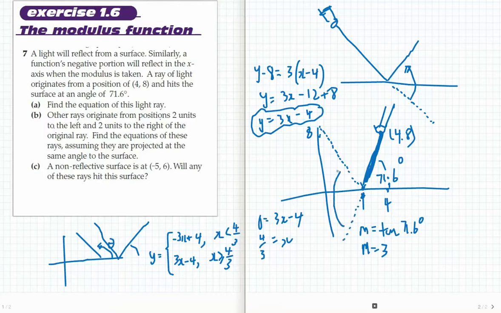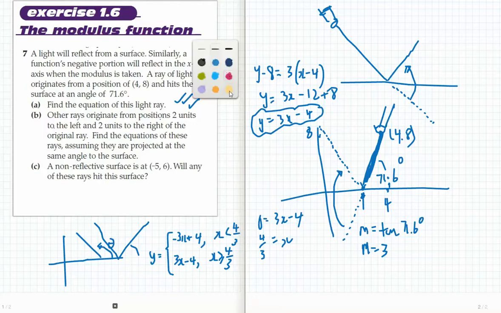It gets reflected over the x-axis, therefore it gets multiplied by -1. -1 times 3x is -3x, -1 times -4 is +4. So that's the equation of this light ray before it's been reflected and after it's been reflected on the surface. And the other two rays originate from 2 units to the left and 2 units to the right of this original ray.